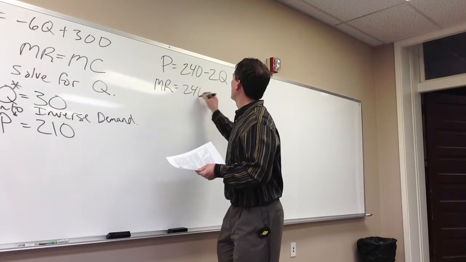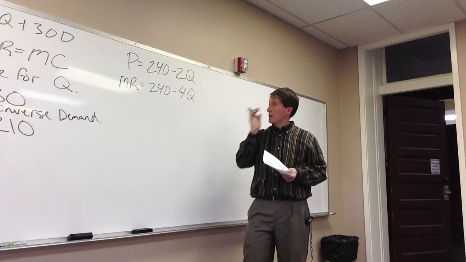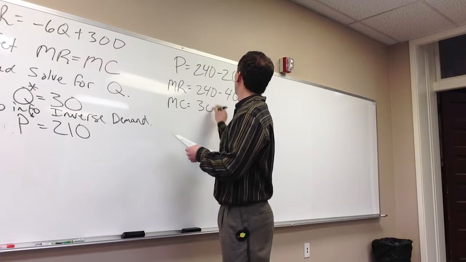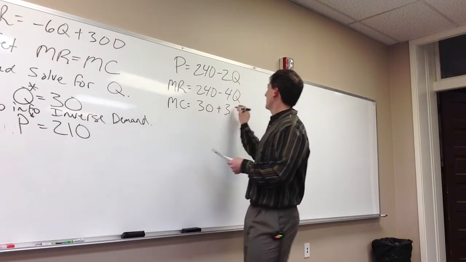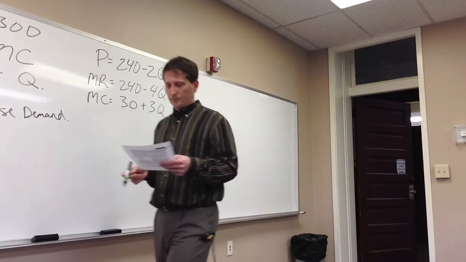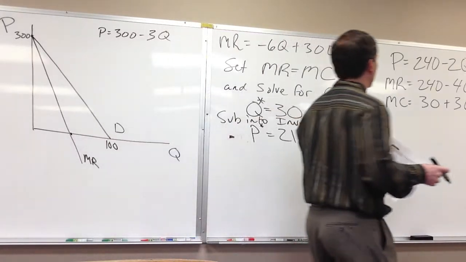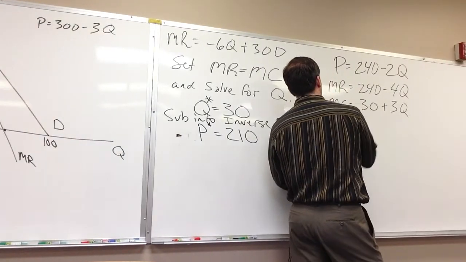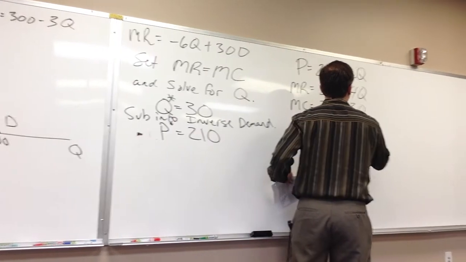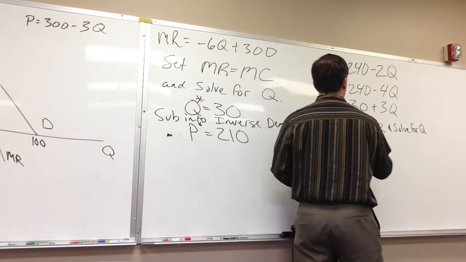So marginal revenue for this new function would be 4q, double the slope. Marginal cost was the same, which I hadn't written down before, so it's 30 plus 3q. Quantity still 30. Good. So we're doing the same exercise. Set marginal cost equal to marginal revenue and solve for Q. Quantity equals 30.